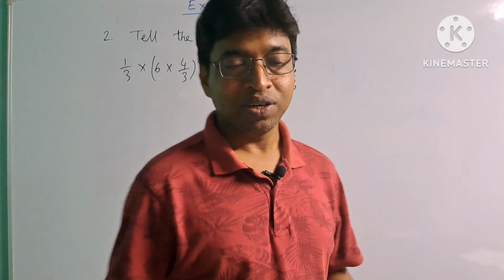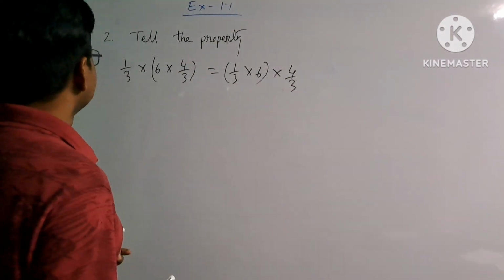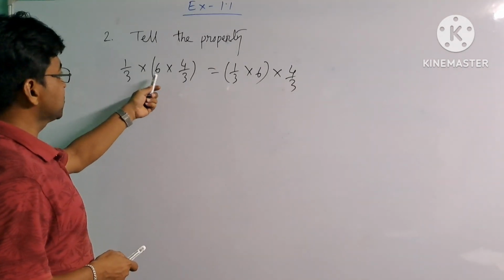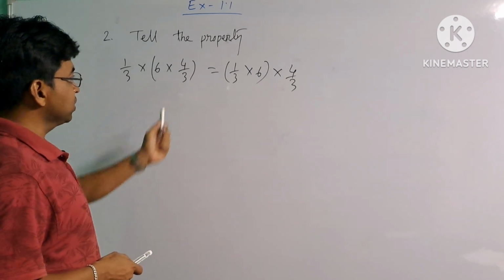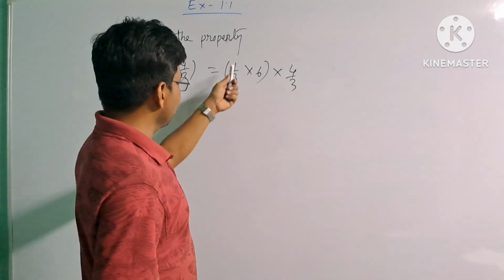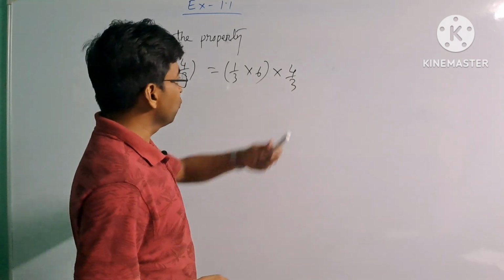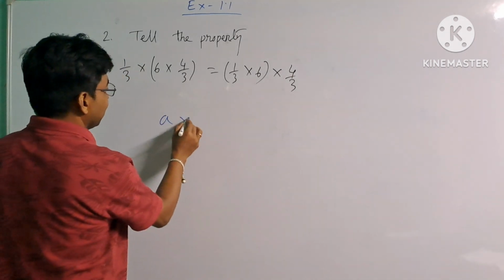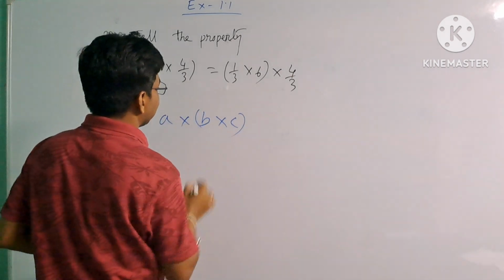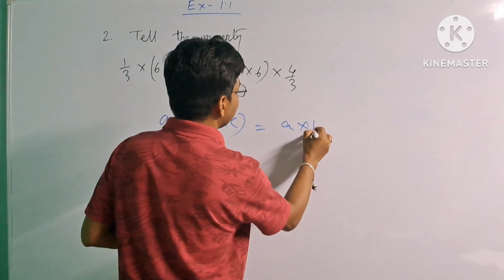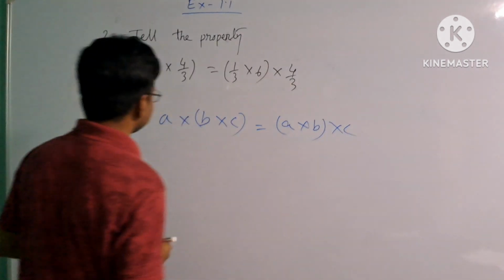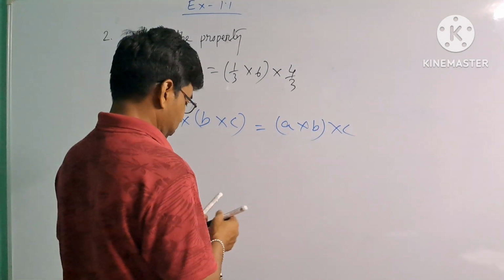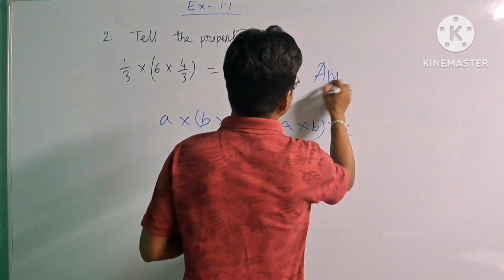Let's see the question number 2. In this question, they asked, tell the property. 1 by 3 into 6 into 4 by 3, with 6 into 4 by 3 in a bracket, and the right hand side 1 by 3 into 6 in a bracket into 4 by 3. We have already learned in associativity A into B into C in a bracket equal A into B in a bracket into C. So it is the associativity. The property name will be associativity.